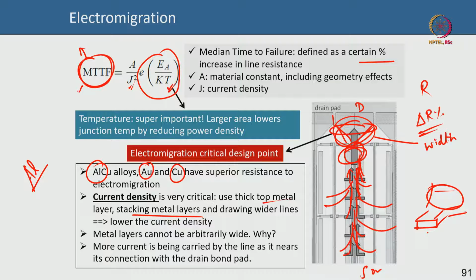The idea is to reduce the current density and to keep the temperature as low as possible. A higher temperature is always bad for the device. A higher junction temperature is always bad for the device. It reduces not only mobility and performance and things like that, but also leads to serious reliability concerns, such as reduction in the mean time to failure. Okay.